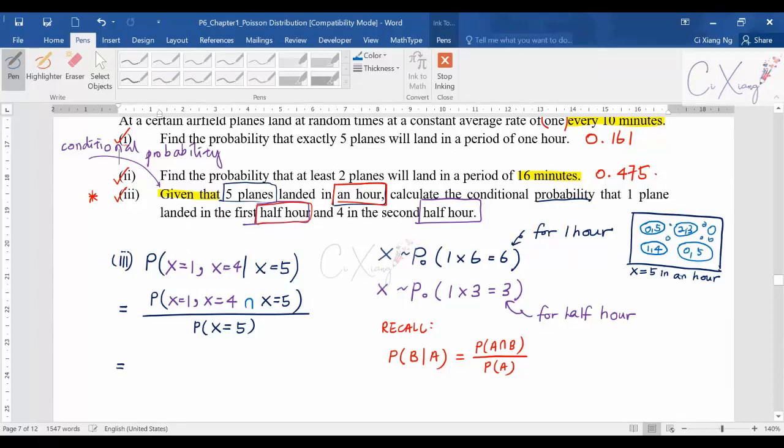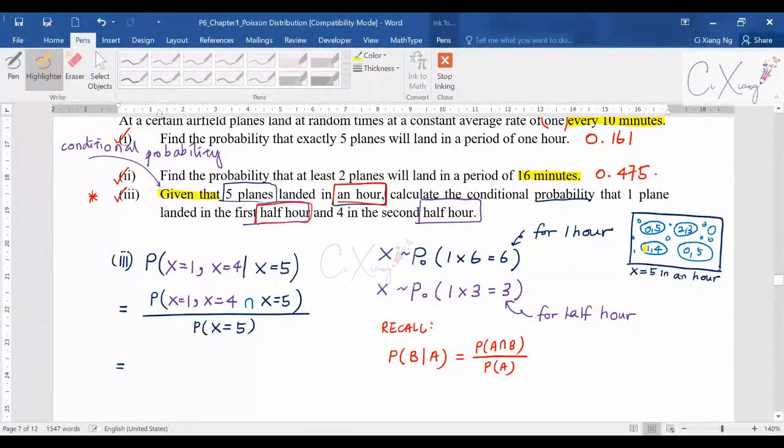But of course, you cannot list out all. You can have different intervals, but as long as the total number of planes landed equals 5, that means it belongs to this rectangle, in 1 hour. So if you look at our example here, X equals 1 and X equals 4 is one of the cases that appear in X equals 5.